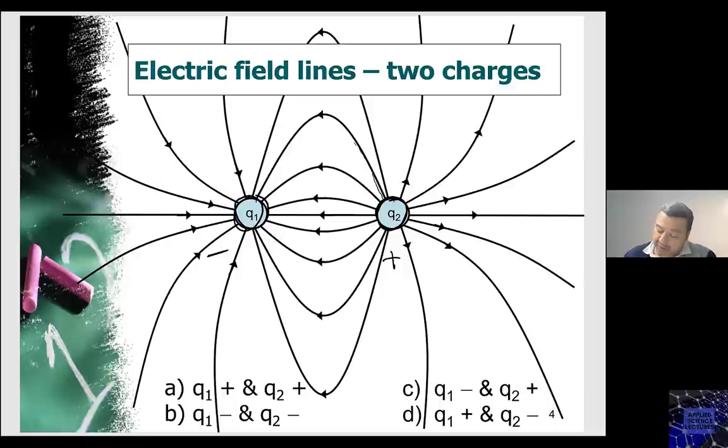Now notice that at any point, the tangential component defines the direction of the field. So if I take this point, then I need to draw the tangential component here, and this tangential component will show me the direction of the electric field at this point. Let's take a more curvy line. In this case, this is the point, tangential component, then the electric field is pointing this way. If I take this point, then the tangential component again is going this way. So this is the direction of the electric field at any point along the field line. So the answer here is Q2 positive and Q1 negative. So the answer here is C.